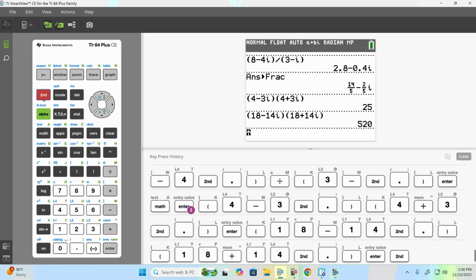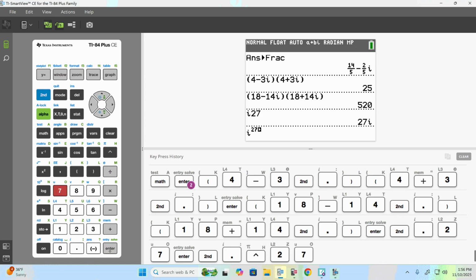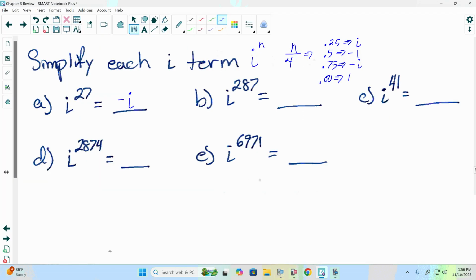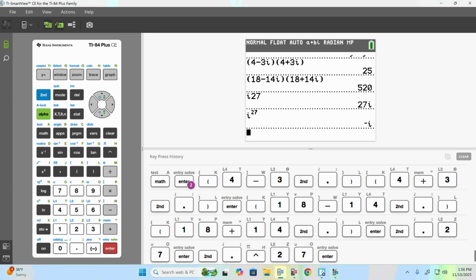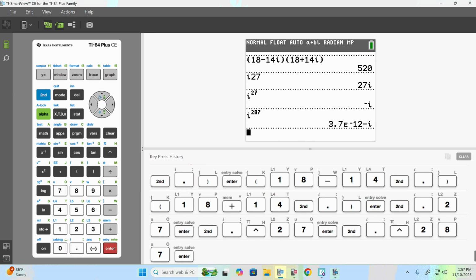I to the 27th is negative i. It helps if I actually put it in the exponent. So it does tell us it's negative i. If we look at i to the 287, it tells us it's 3.7e to the negative 12 minus i.